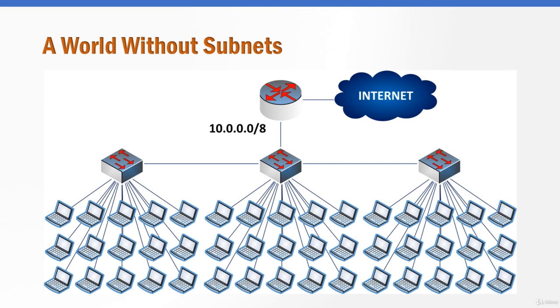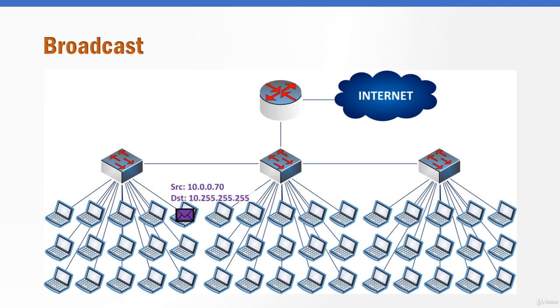10.0.0.0/8, which means that only the first octet represents the network portion and all the three other octets represent the host portion. That means that we can have 2 to the power of 24 different IP addresses. Now, I'm not going to populate all of the computers with IP addresses, but let's say they have something like this. And we're going to talk about an example when one of the computers sends a broadcast packet.